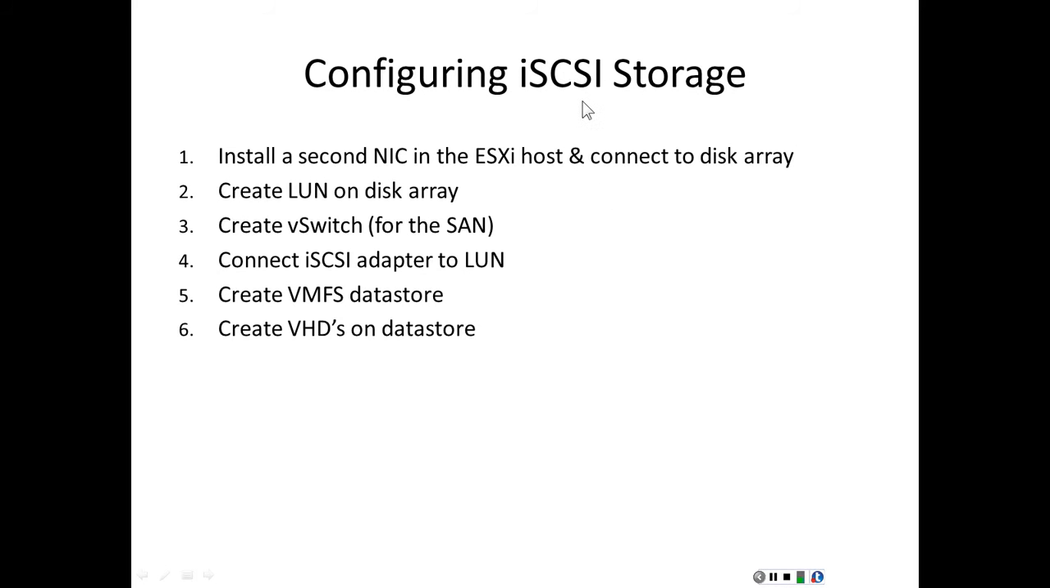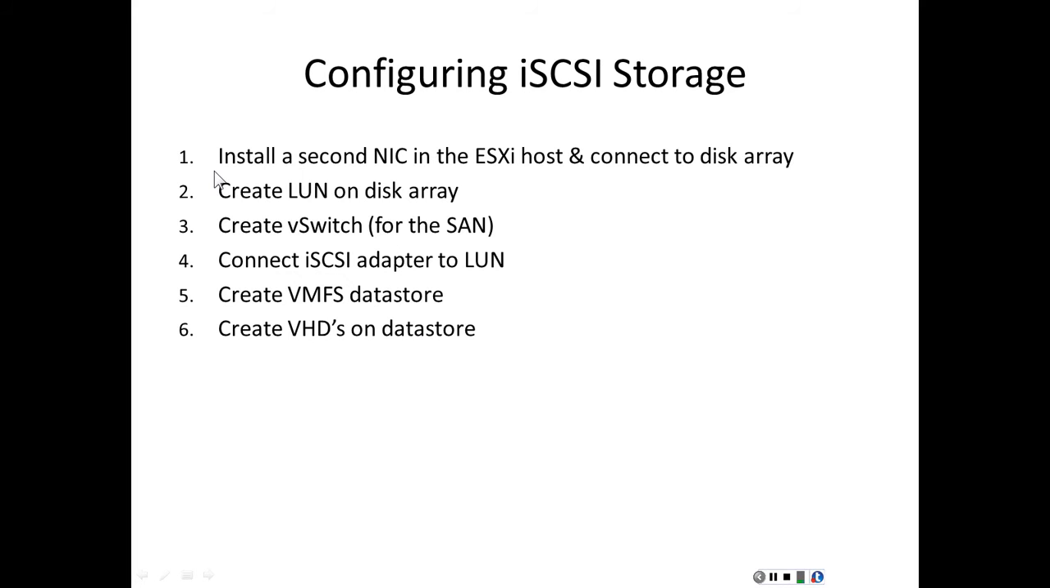When we configure iSCSI, we've got 6 steps. Purchase a second network interface card and install it in the ESXi host and connect it to a switch and connect it to a disk array. That's the hardware part. Then we create a logical unit number on the disk array, create a virtual switch, which creates the storage area network, connect the iSCSI adapter to the logical unit number, create a VMFS Datastore, and then we can create virtual hard disks on the VMFS Datastore, which is on the disk array.